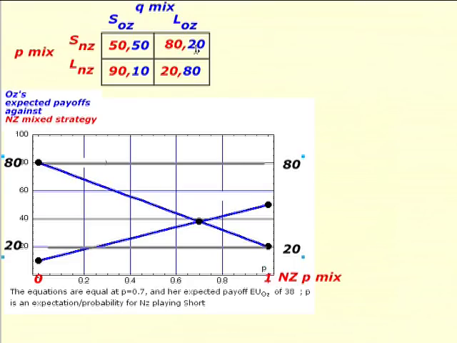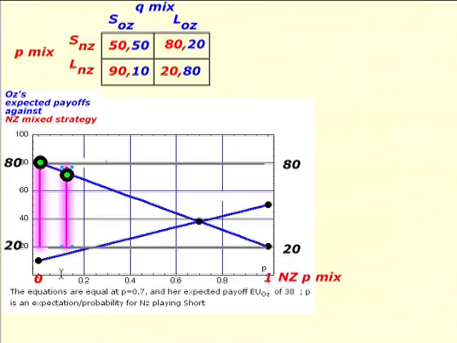But what's their probability weighted average payoff? Well, supposing there's a 0% chance that New Zealand's going short. That's a 100% chance that New Zealand's going long. And that means 100% chance on getting 80 rather than 20. So we put a little dot there. Okay. Whoops. What about a 10% average?